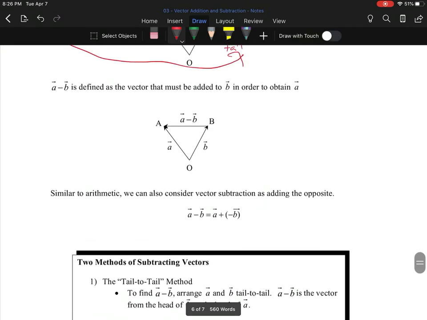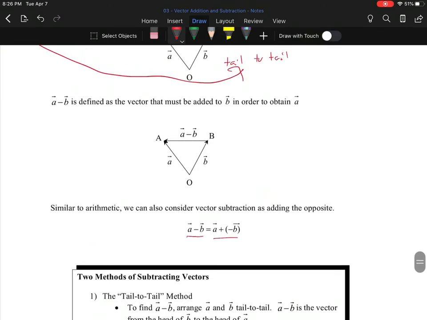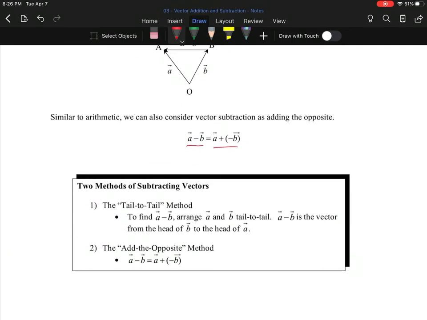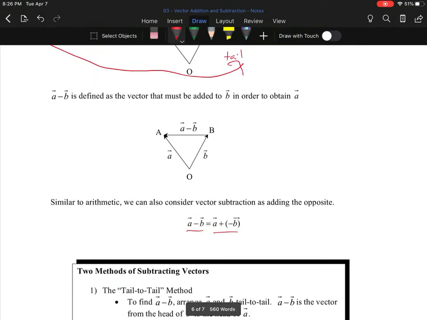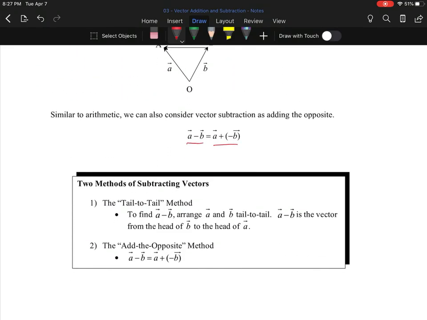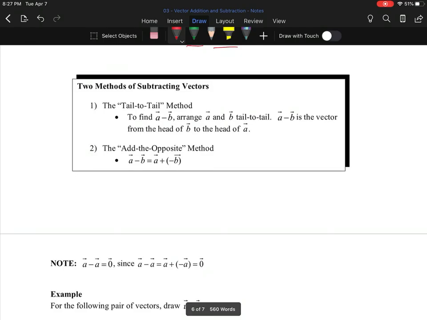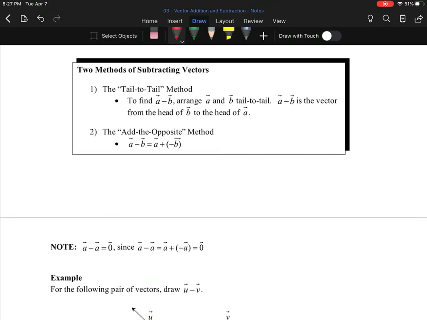Similar to arithmetic, we can also consider vector subtraction as adding the opposite, and this is a very powerful way to handle the situation. Instead of thinking of A minus B, think of it as A plus negative B. That's what I'll talk about mostly here, is how you can just add the opposite to do subtracting vectors. So there's the tail-to-tail method, where you arrange them tail to tail, like I showed up there. And A minus B is the vector from the head of B to the head of A. The opposite method, where instead of subtracting A minus B, you just go A plus negative B, and you'll get the same answer.